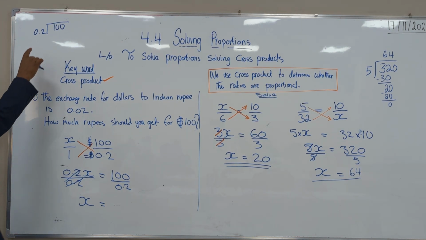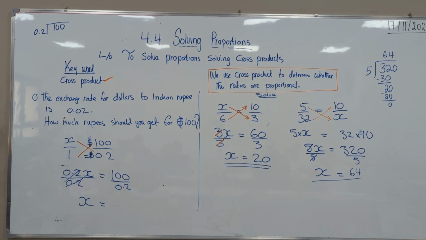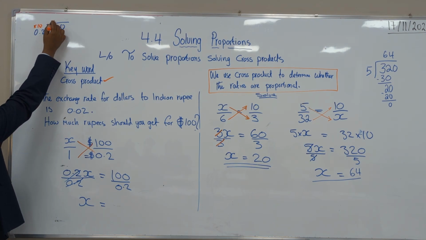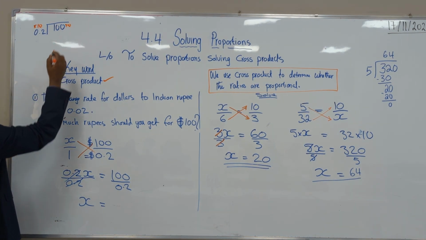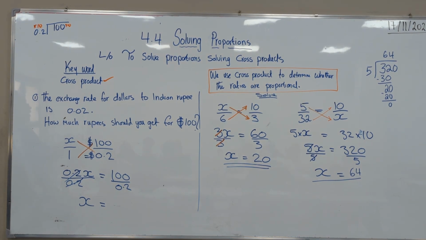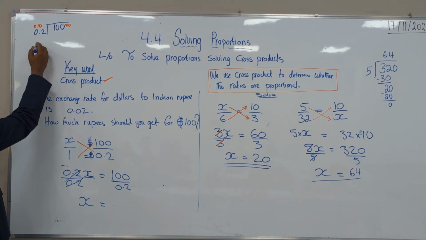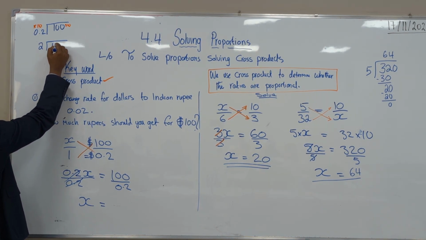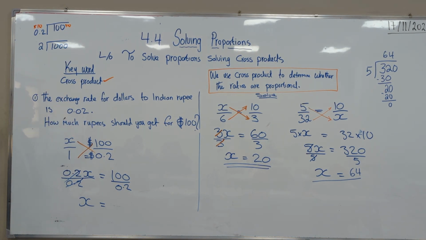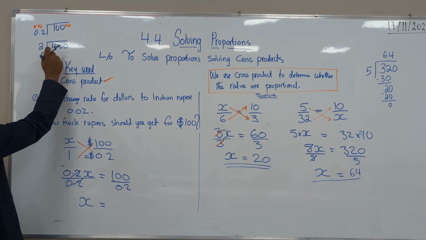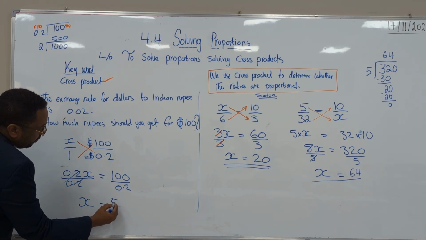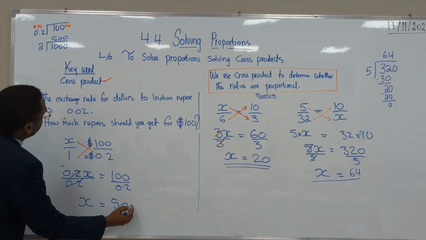All I need is to move the decimal point. To move the decimal, I have to multiply by 10. So if I multiply here by 10, I have to multiply here by 10 as well. Are you with me? So if I do the same thing to both sides, the answer is the same. So now what is 100 divided by 2? 50. So our final answer will be 50.